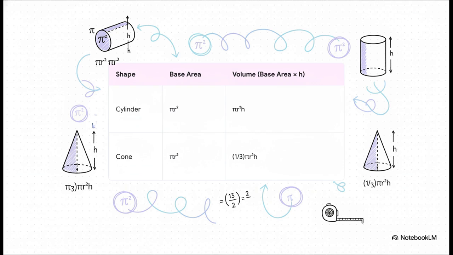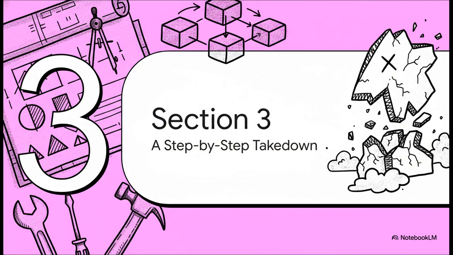For the cylinder's volume, you just multiply by h, giving you pi r squared h. For the cone, you just take 1/3 of that. That's it. See what I mean? It's all about logic, not just memorization. All right, section 3, a step-by-step takedown.